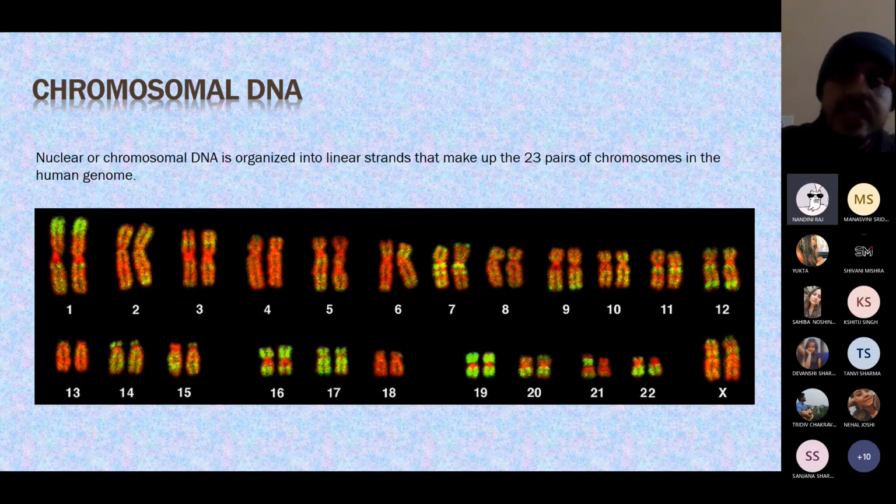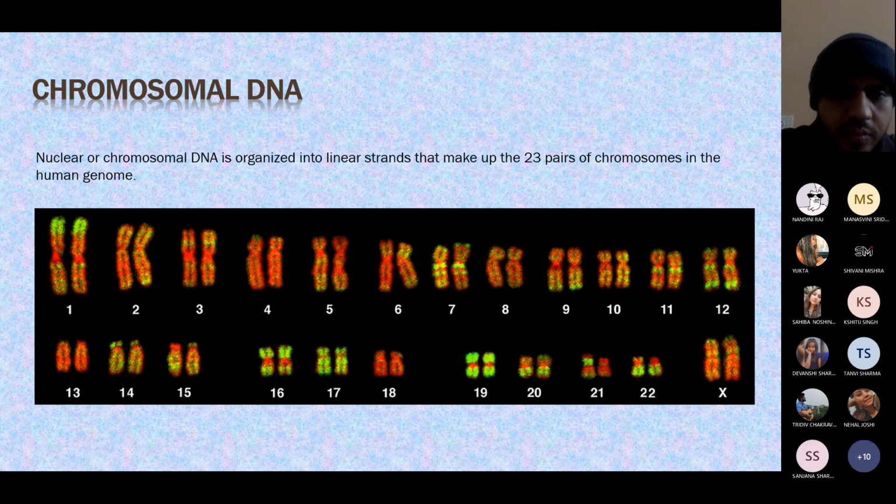So this is a 4-stranded structure that is there at your centromere. This is another type of DNA. When Nandini was explaining, we always used single-stranded DNA and double-stranded DNA, but 4-stranded DNA is also there. And the 4-stranded DNA is there in chromosomes at the location of the centromere.